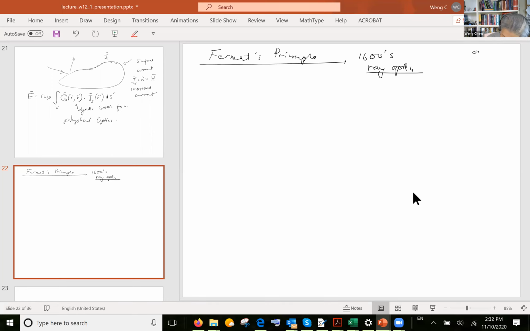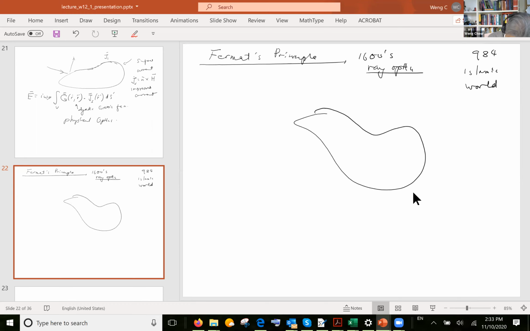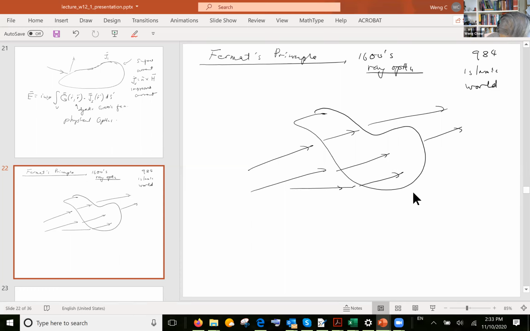Actually, I was told that in the year 984, the Islamic world was quite advanced in science. They knew about this kind of thing in the Islamic world. So what it says is that if I have a very complicated object, and then if I were to shoot rays, the ray can propagate by different paths due to refraction and so on.